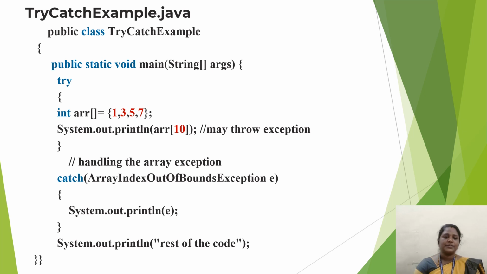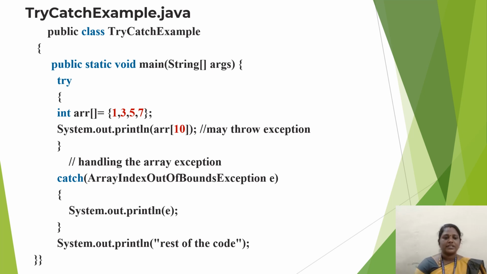Whatever it is, you have to place the exceptions in the try block. First, try is a keyword. You have to initialize the array values, for example 1, 3, 5, 7, four values, but you try to find the 10th position value. So the exception is thrown in this try block. This exception is handled in the catch block. Whatever exception happens will be intimated to the user, caught by the catch block.